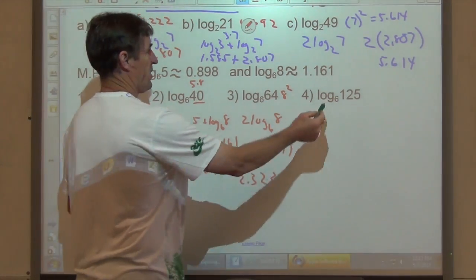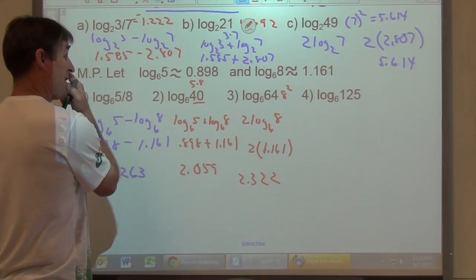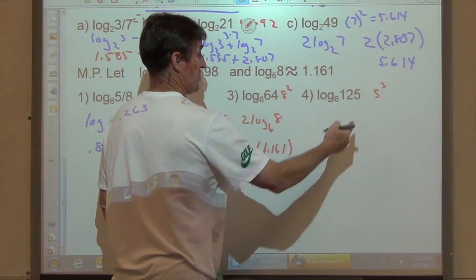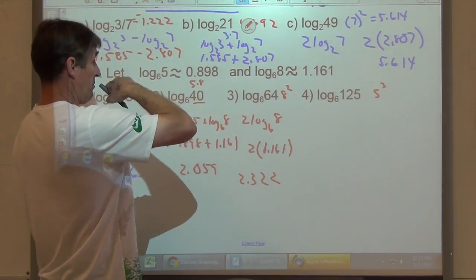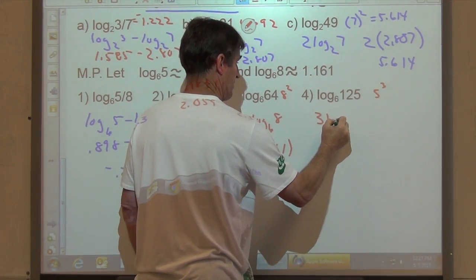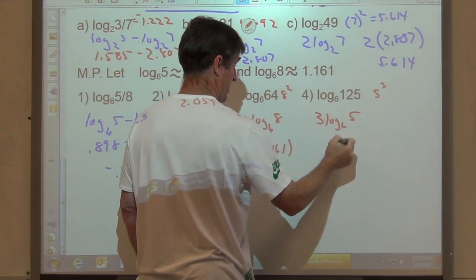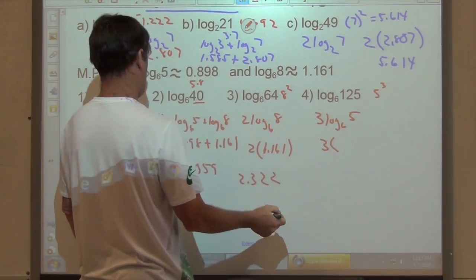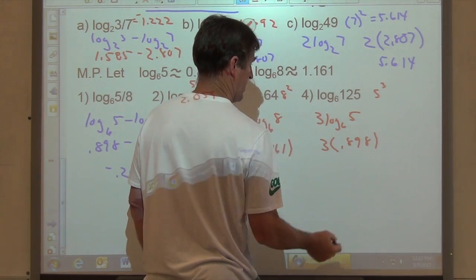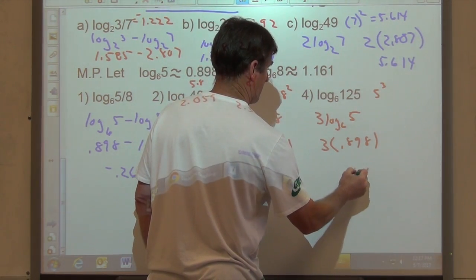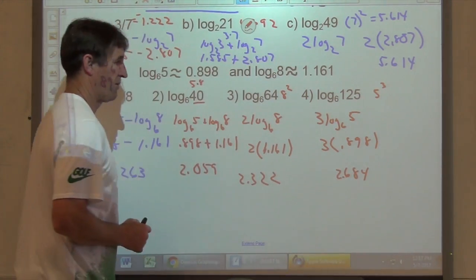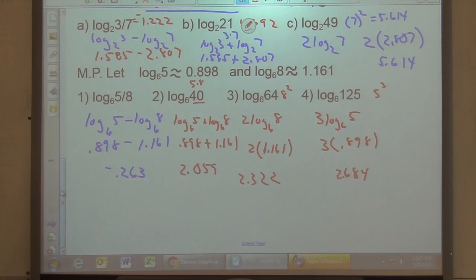In the last one, log base 6 of 125. I'm going to use the 5. I can write that as 5 cubed. And so now using the exponent, I can bring the 3 out front and go 3 times log 6 of 5, so that becomes 3 times 0.898. And so if I did that right, it'd be 2.684.